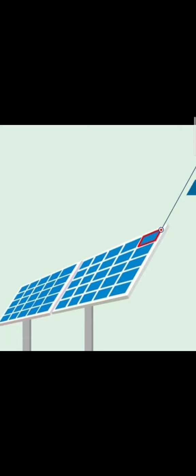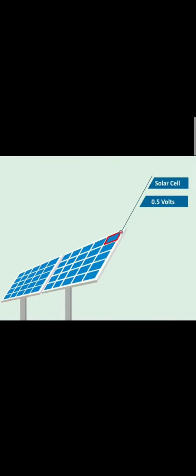If you want to produce 15 volts, and each cell produces 0.5 volts, then you have to arrange 30 solar cells to produce the 15 volts.